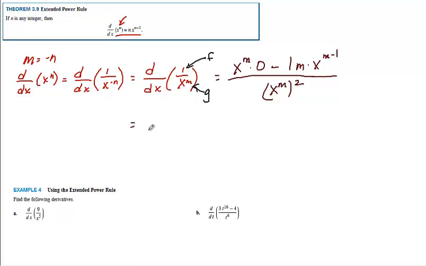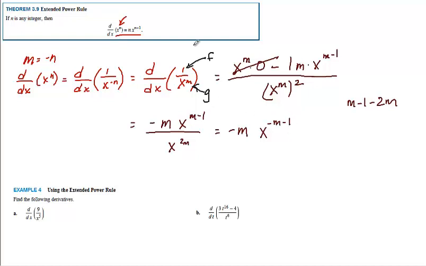Okay, so let's see what I have here. I have negative m x to the m minus 1 over x to the 2m. Now I can subtract exponents because I have division, so that's negative m x to the m minus 1 minus 2m, which is going to be negative m minus 1.